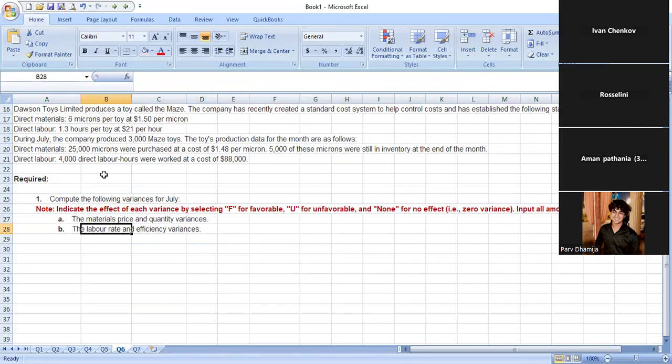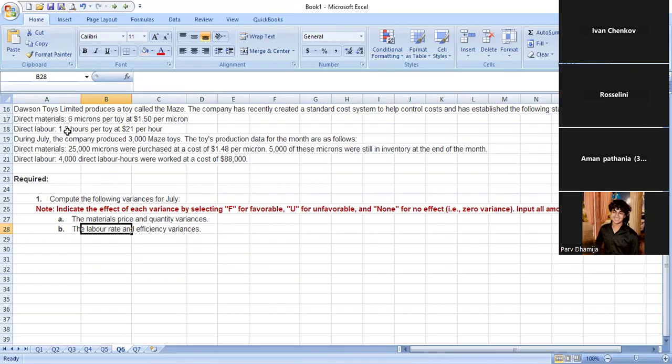Now, this company, Dawson Toy Limited, produces a toy called Maze. The company has recently created a standard cost system to help control the cost and has established the following standards for the Maze toy. Now we have direct material, 6 microns per toy, 150 per micron. Direct labor, 1.3 hours per toy, $12 per hour, and $21 per hour.